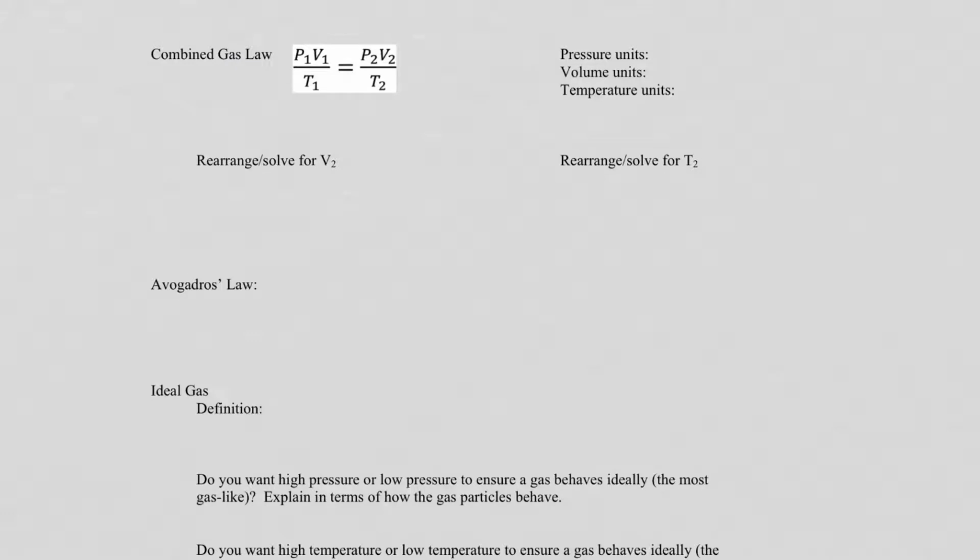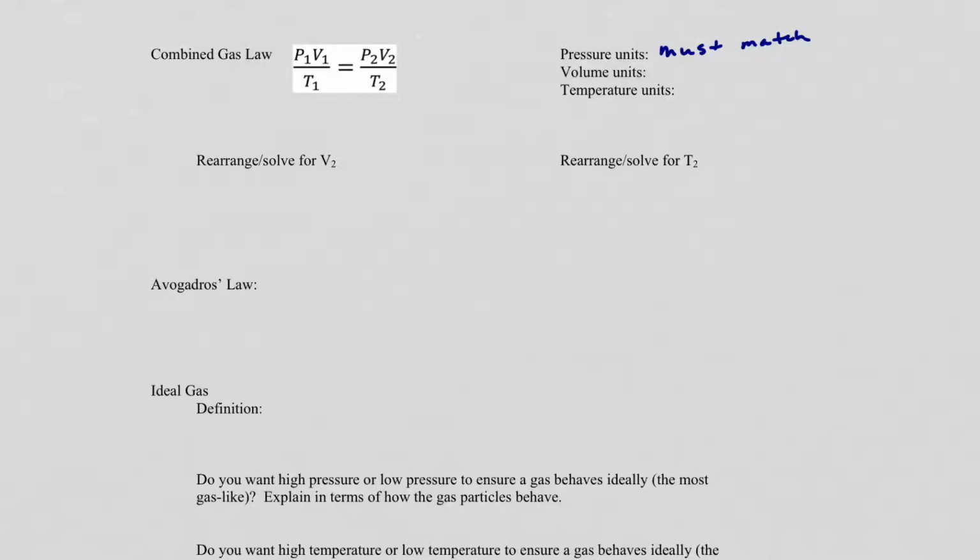All right, reviewing the combined gas law, P1V1 over T1 equals P2V2 over T2. This is where you can predict the pressure or the volume or the temperature of a gas if you change the other variables. Okay, so key things to remember: the pressure units have to match. It does not matter if they are both in kilopascals or if they are both in millimeters of mercury. They just need to match.